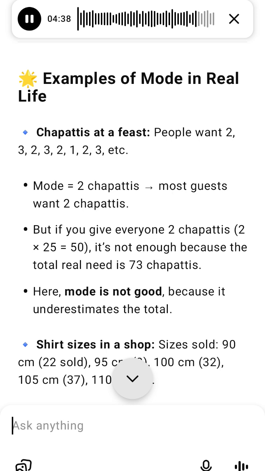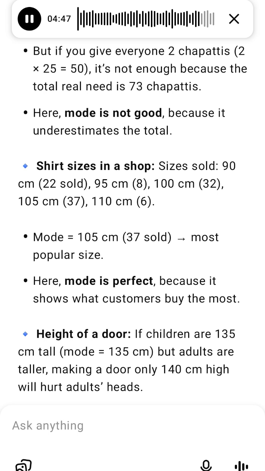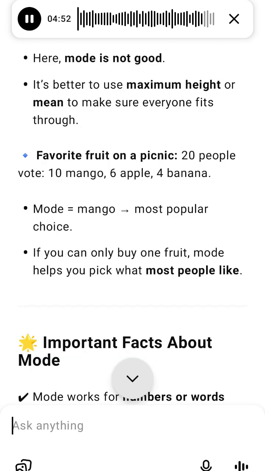When should you use mean or mode? Use mode when you care about the most common item, like the most sold shirt size. Use mean when you care about averages, like average salary, average marks.